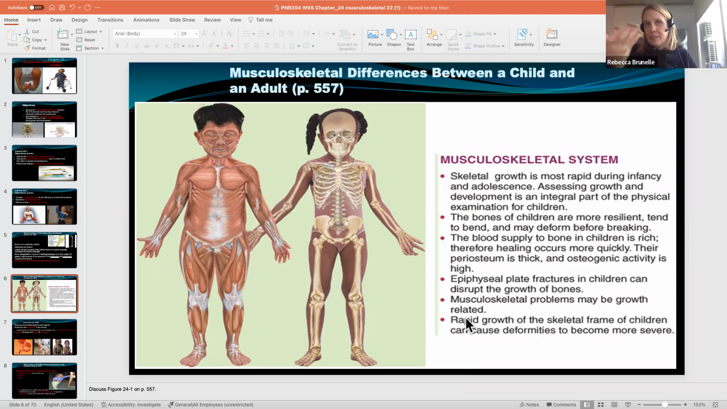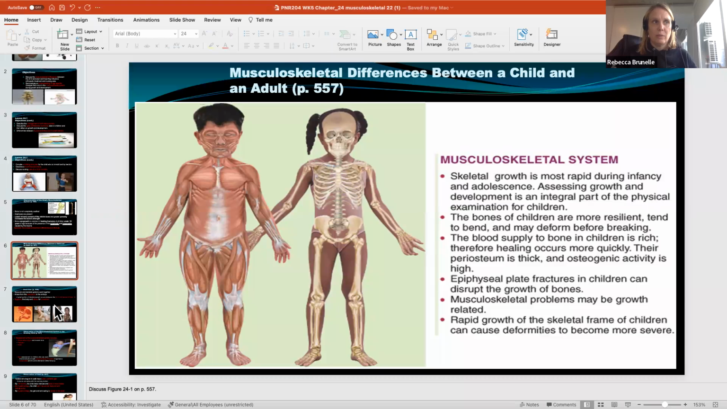The muscular and the skeletal system are related, so they can have problems with both. And if they have any sort of deformity, it can get worse rapidly because their body is changing rapidly.